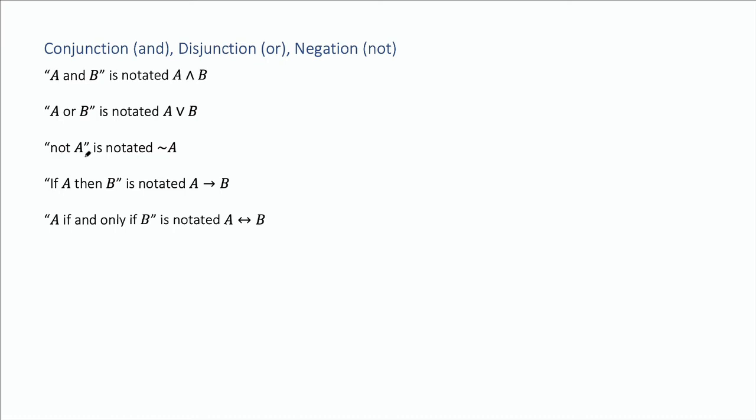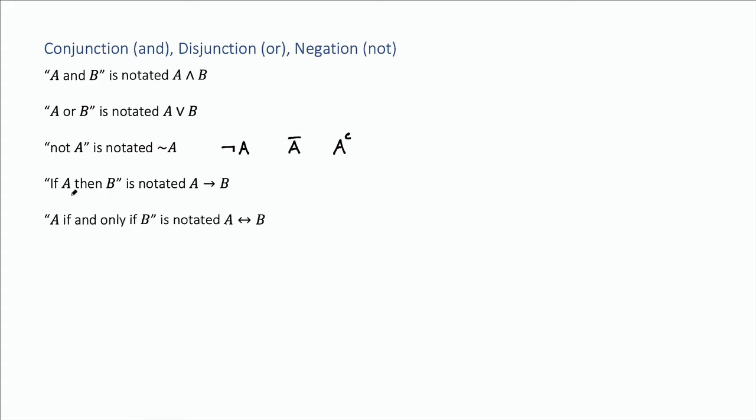Not A is notated with this little tilde squiggly line in front of the A. And there's actually lots of different ways that this is notated. It's also sometimes notated with a straight line and a little tick down. Okay, so not A. Also sometimes notated, like in set notation, with a line over it, or like a complement. So there's a lot of different ways that not A is notated, but this tilde A is the most common.